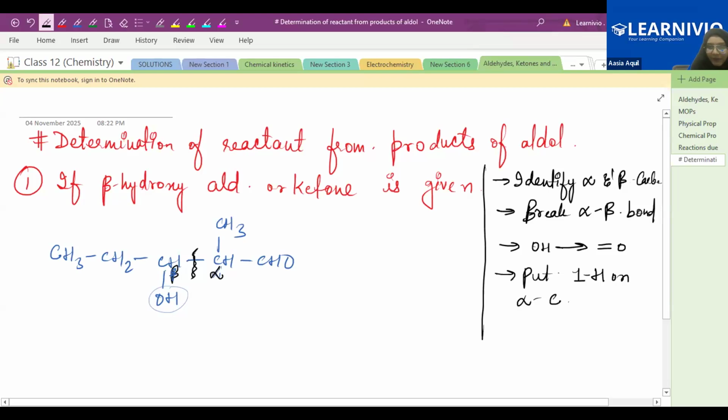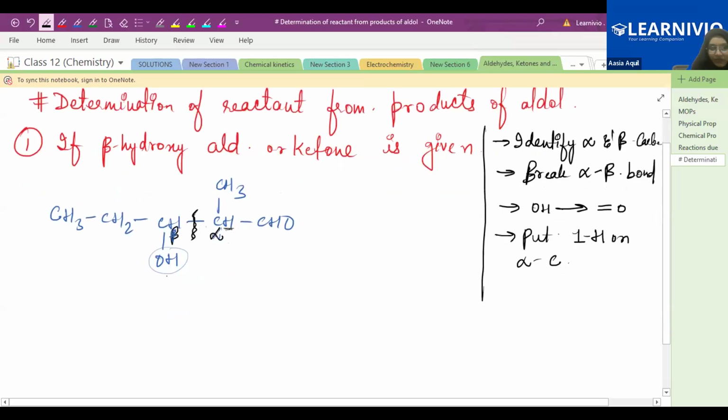You have to identify alpha and beta carbon. Second, just break this bond. Third step is this OH will get converted to a double bond oxygen, right? Double bond oxygen, and this you have to add one hydrogen on the alpha position. Now let's see.